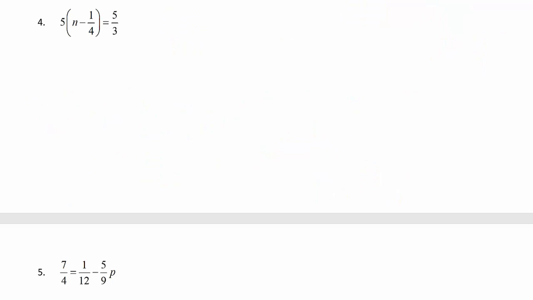It just makes that second step of clearing the fractions a little bit easier. So I'm going to distribute the 5, and I get 5n minus 5/4 equals 5/3. Then I have to find my LCD. In this case, it's 12.